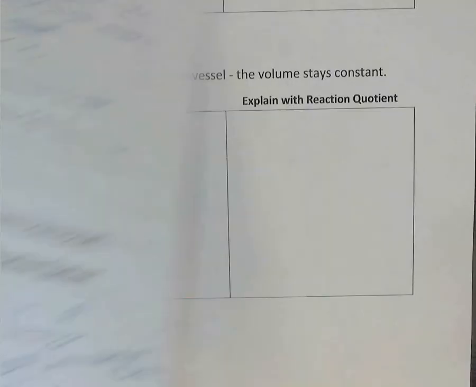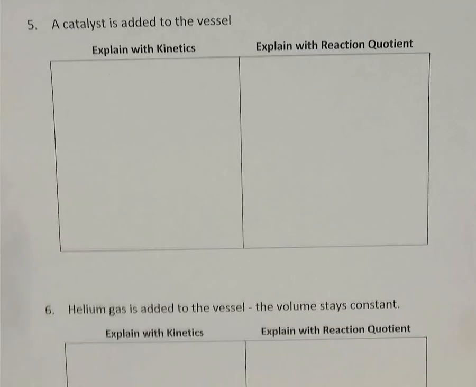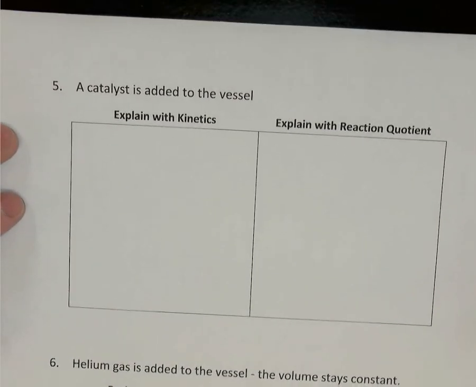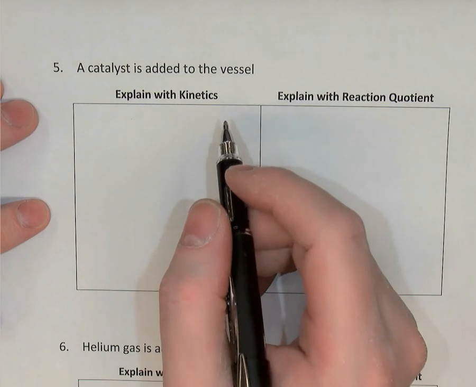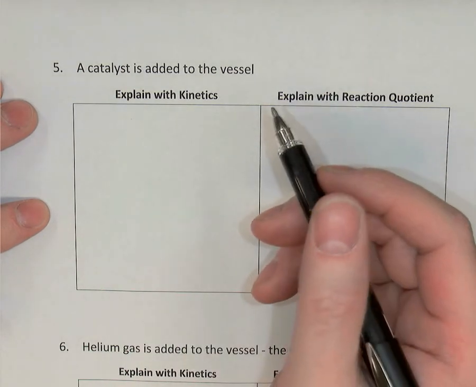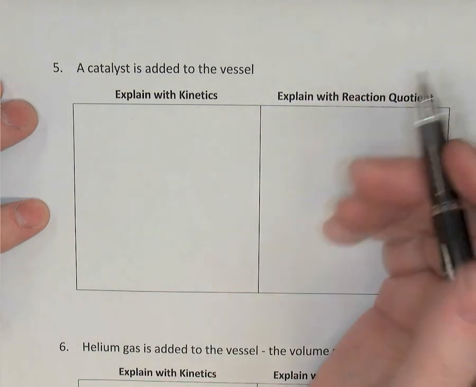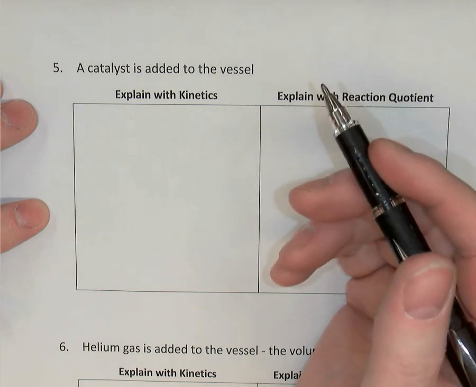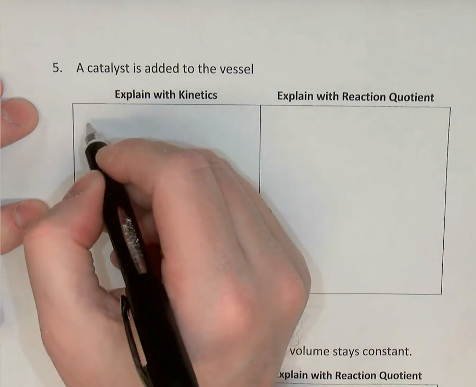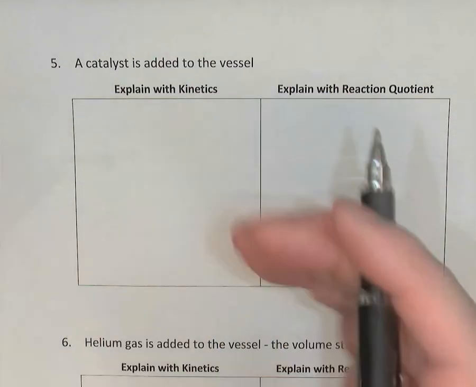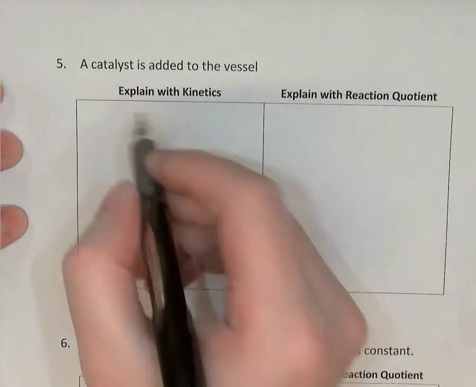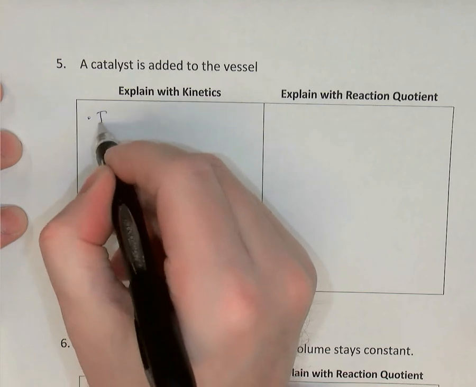All right. We'll do one more here, actually, just for the sake of time. We're going to add a catalyst to the vessel. Now, from a kinetics perspective, we know that catalysts increase the rate of a reaction by changing the mechanism and lowering the activation energy. If you remember on a potential energy diagram, the hill gets smaller with the presence of a catalyst.